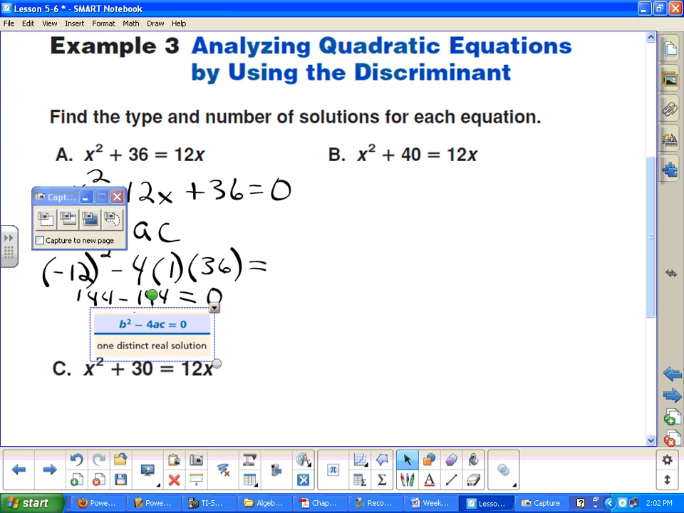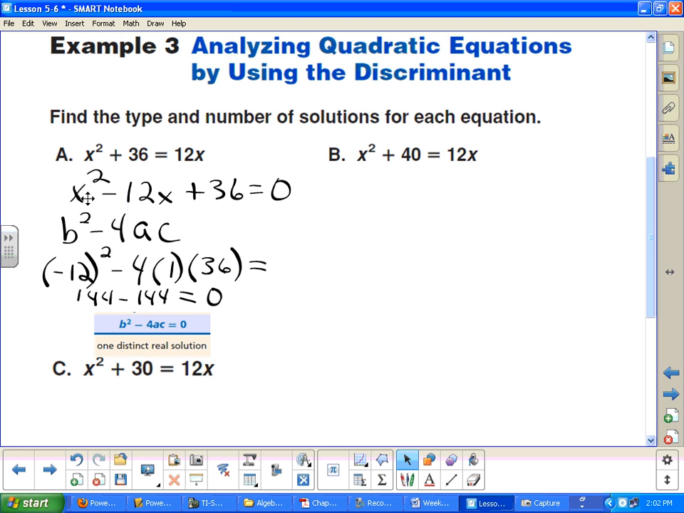since it equals 0, that means we have 1 distinct real solution. And in this case, this is going to be factored: x minus 6 times x minus 6, so there is only 1 zero there.